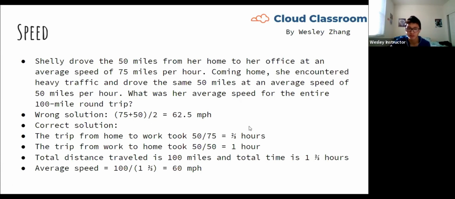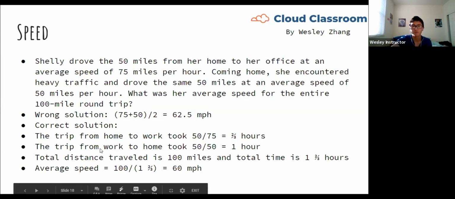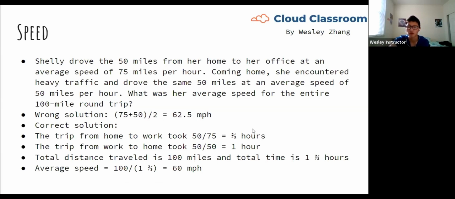You can't just average speed like that. You actually got to find the total distance traveled and how much time it took her. So here's the correct solution. So the trip from home to work took 50 divided by 75 equals 2/3 hours.